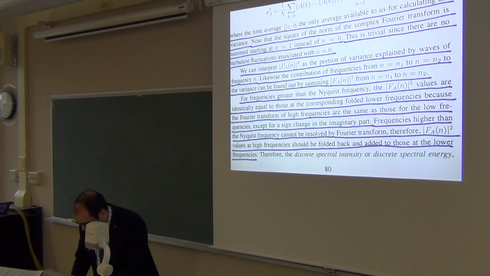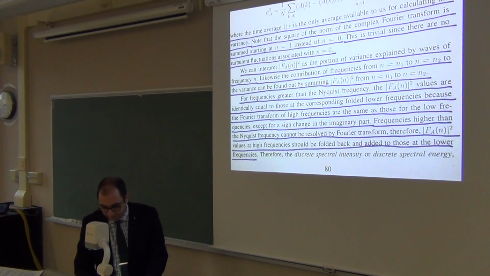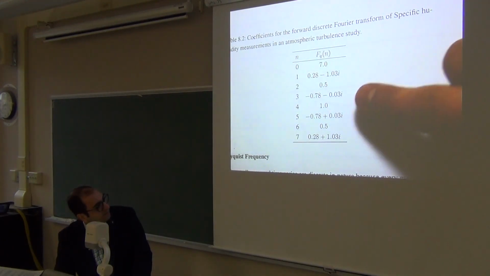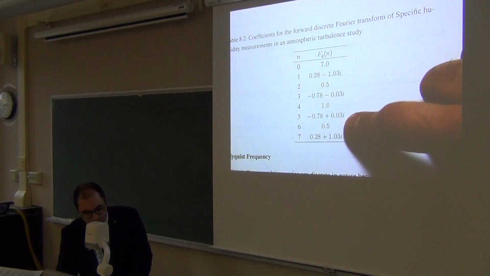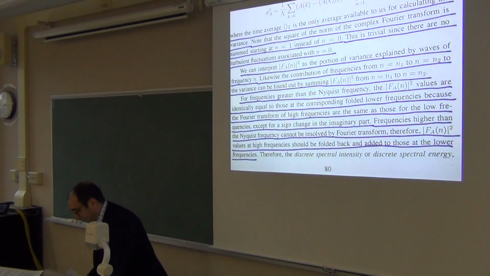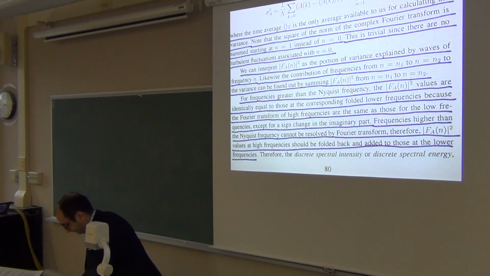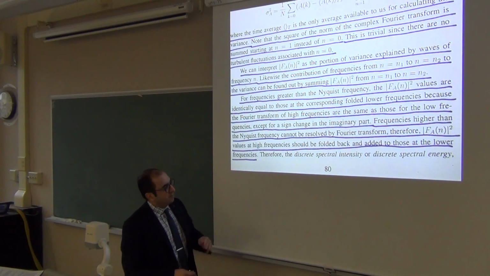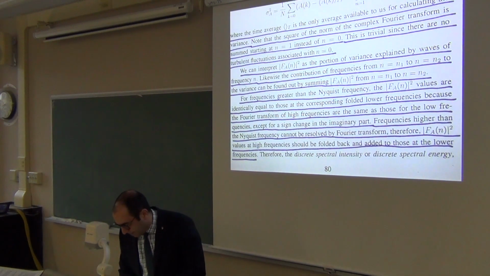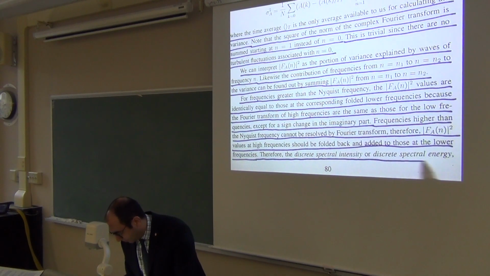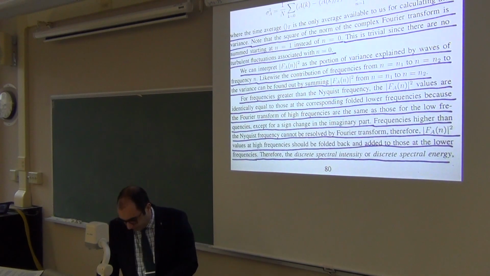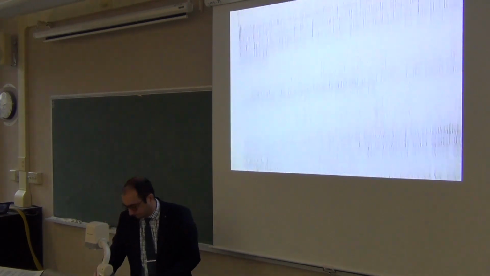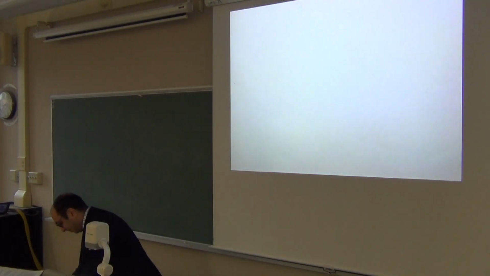So again, going back to the example I showed you, I'm talking about the folded values. The reason I get asymmetry here is because of the limited Nyquist frequency. So Fourier transforms above and below the Nyquist frequency are symmetric. Therefore, the discrete spectral energy or discrete spectral intensity is handled with special care.